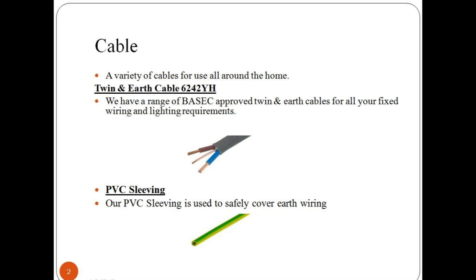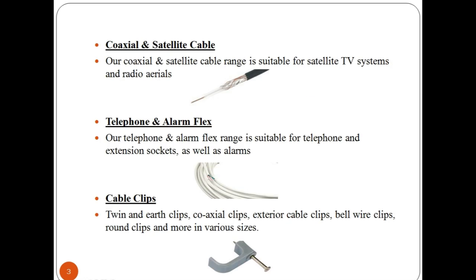Cables come in the category of electrical accessories where a range of basic approved twin and earth cables are used for all your fixed wiring and lighting requirement. Hose pipes are used to make close assembly of wire. Some other cable accessories are cable clips such as twin and earth clips and coaxial clips or exterior cable clips, round clips and more in various sizes.